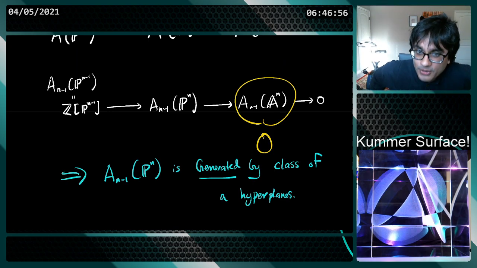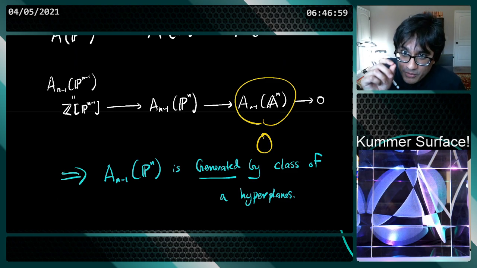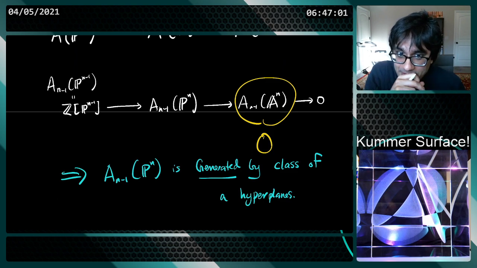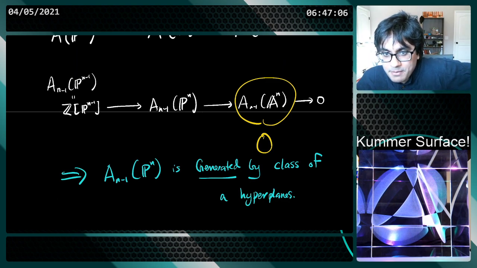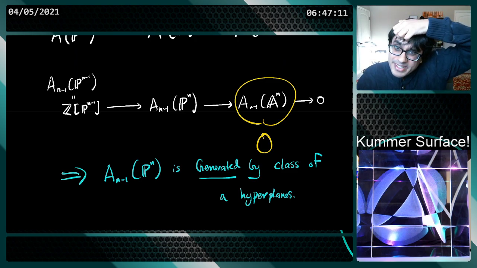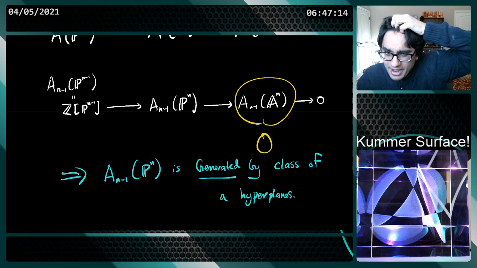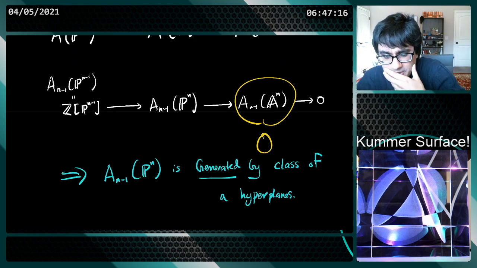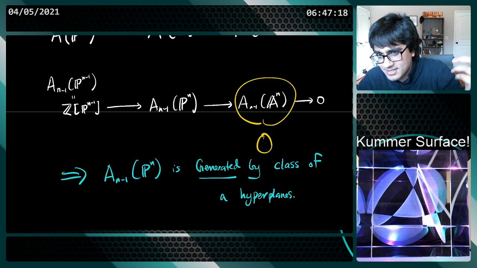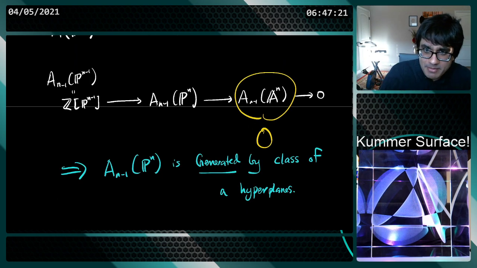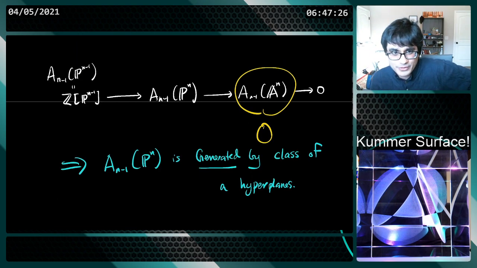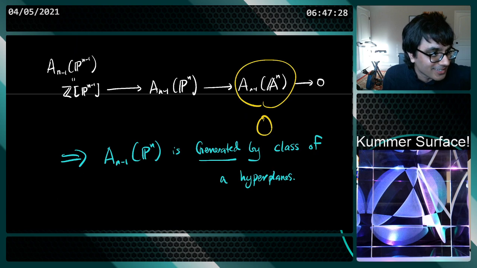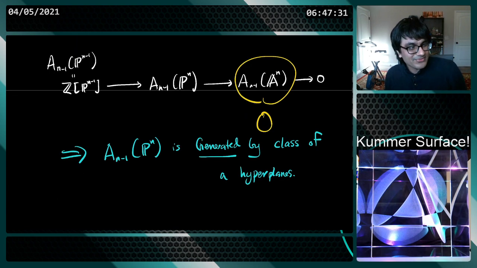Okay? So, that's great, but we're missing a detail. It's generated by a class of a hyperplane, but can it be that a hyperplane happens to be n-torsion? I mean, it's a cyclic group, but how do we know it's free or whatever? Good question. Do you have a way of thinking about it now? Go ahead and figure out an argument for that if you want a temporary exercise. Okay? All right.